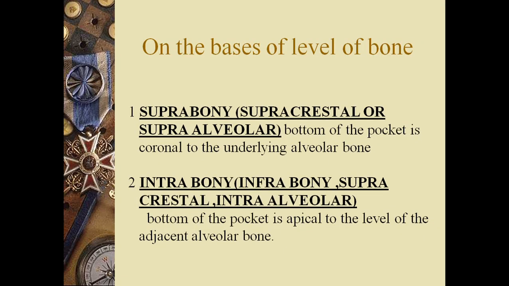On the basis of level of bone, suprabony, supracrestal or supraalveolar, as the name suggests, supra, above the bone. Bottom of the pocket is coronal to underlying alveolar bone. Infrabony or intrabony, infracrestal or intraalveolar. Bottom of the pocket is apical to the level of adjacent alveolar bone. Supracrestal, it's not written, it is wrong, it should not be supracrestal, it should be infracrestal.